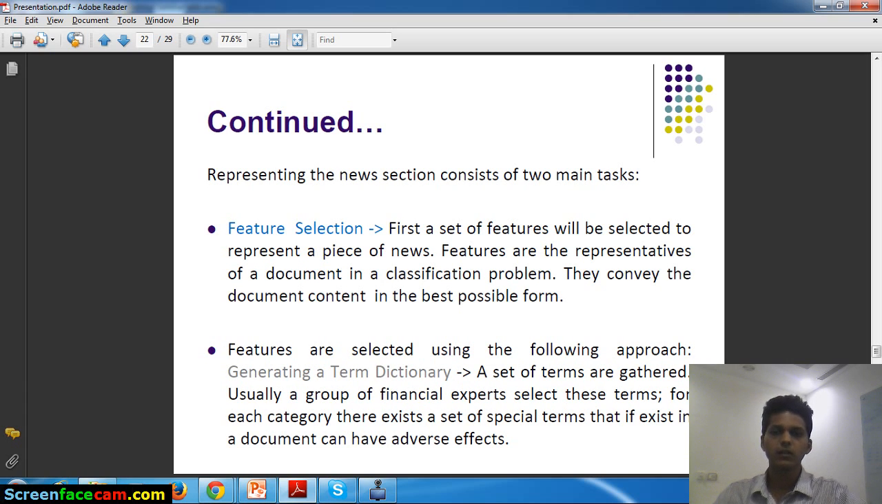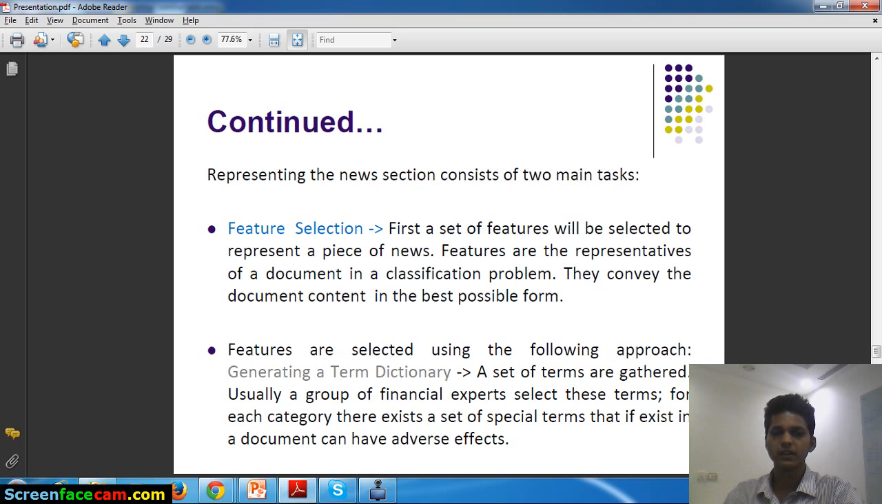Okay, so now we talk about representing news, which consists of 2 main tasks. The first task is feature selection. Feature selection is nothing but selecting, from a set of variables, a few features that will represent a piece of news. These features are the most important and distinct points of that particular article or document in a classification problem. And these features convey that the document can be best represented in this minimized form.